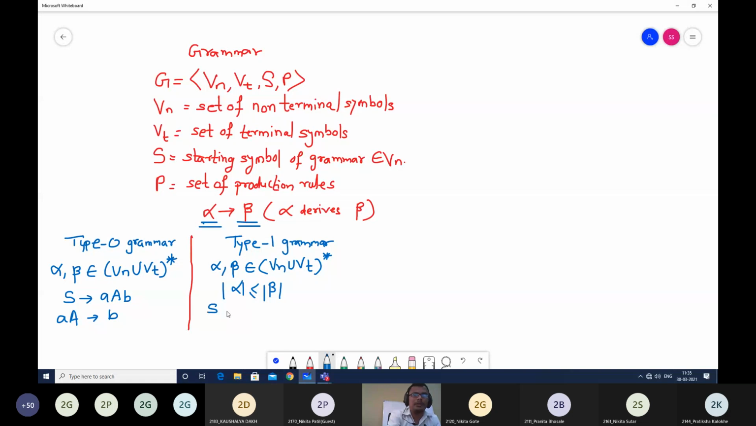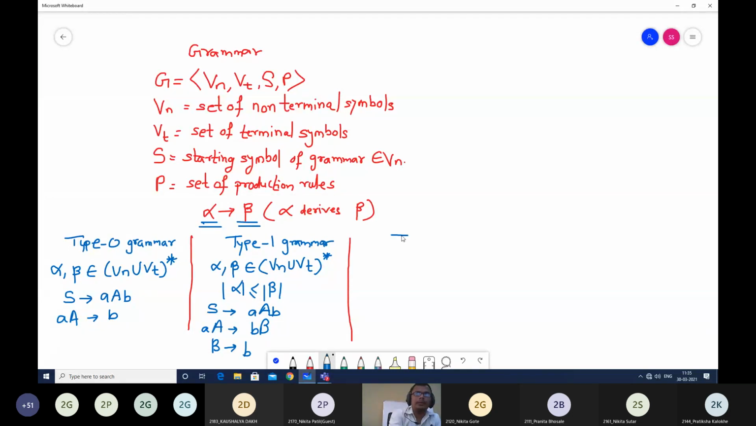So I can have some grammar like this, for example, S gives AAB, AA gives, suppose, capital B, suppose small b. So this example is allowed now, because if you see, for all the three rules written here, the length of alpha is less than or equal to the length of beta. So it can be called type 1 grammar.